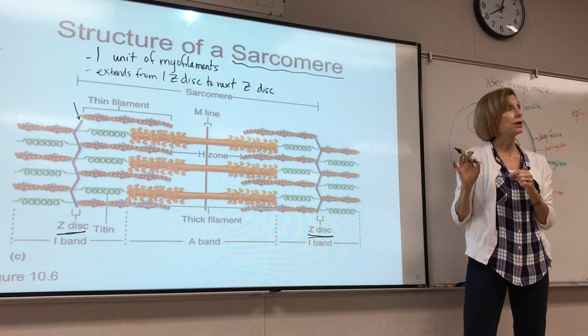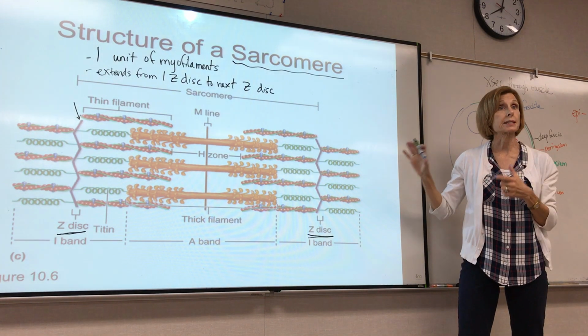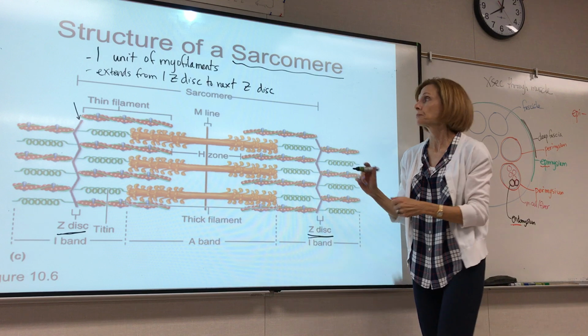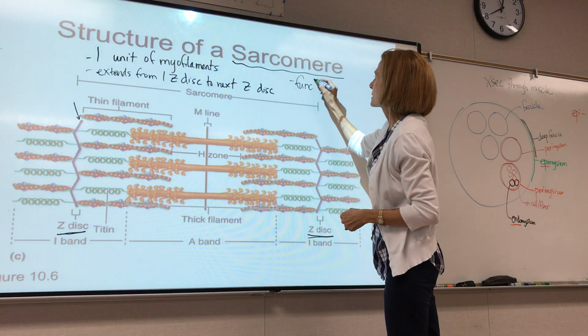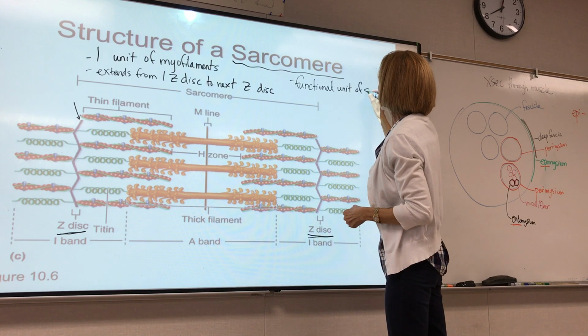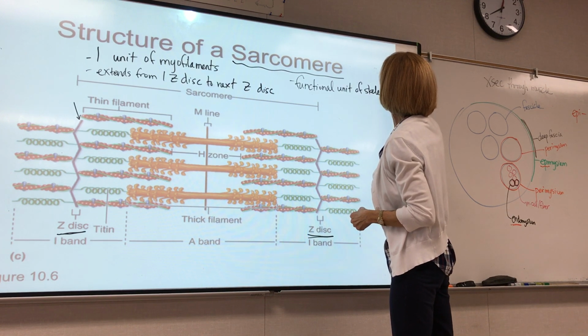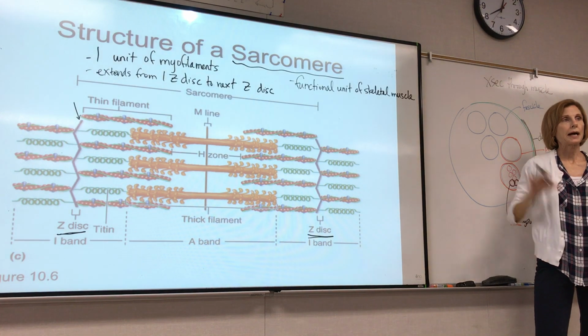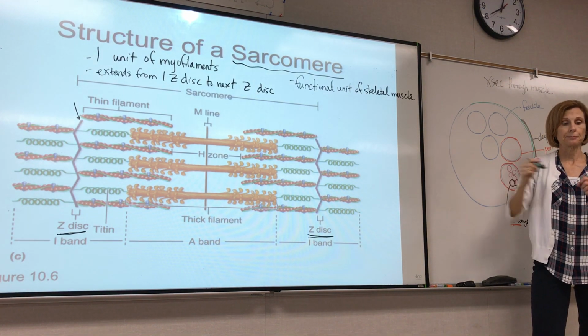This is called the functional unit of skeletal muscle because this is where contraction is actually happening. So sarcomeres are the functional unit of skeletal muscle. This is where the actual contraction process will happen.